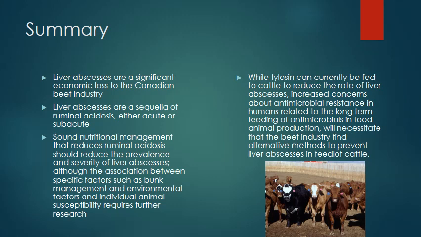Currently, feedlot producers can use tylosin in the feed to reduce the risk of liver abscesses. However, long-term, due to the concerns of antimicrobial resistance related to the feeding of antimicrobials at low levels for long-term in cattle, we most likely will have to find alternative ways to reduce the risk of liver abscesses. This may include the development of new efficacious vaccines or novel feed additives such as probiotics or prebiotics that can be used to reduce the risk of ruminal acidosis and also liver abscesses.